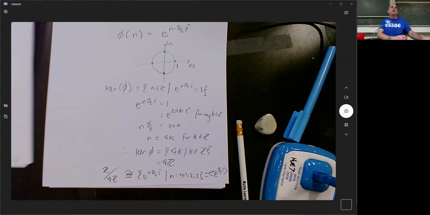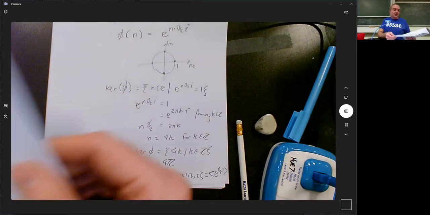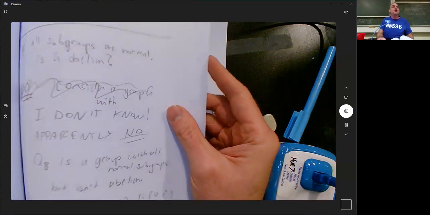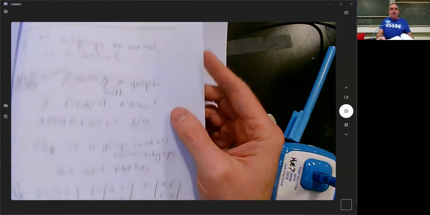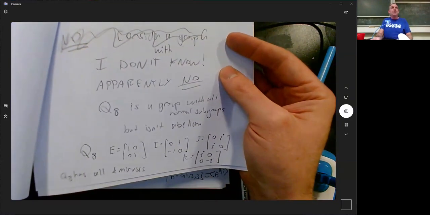Oh, which one was that? Oh yes, if all the subgroups are normal, does it have to be abelian? And the answer is no, because look at this wonderful random example.